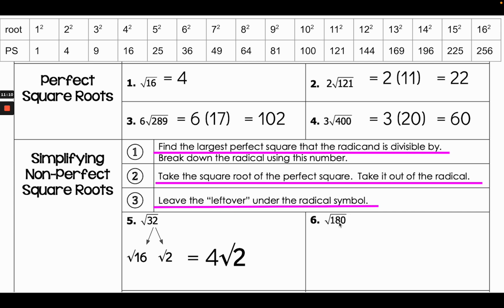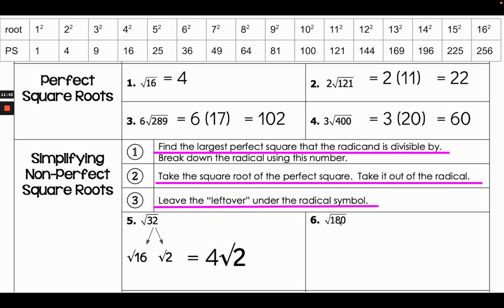Okay, let's go to 6. 6, we have 180. Again, if we punched the square root of 180 into our calculator, we're going to get a decimal. In fact, it's going to be around 13 point something. We know that it's between 169 and 196, and so it's going to be 13 point something. So because we're going to get some decimal answer, I need to go to my perfect squares and say, what is the largest perfect square that I can divide into them?